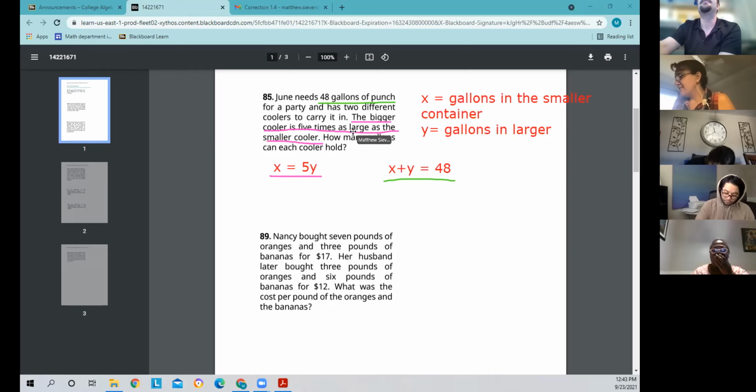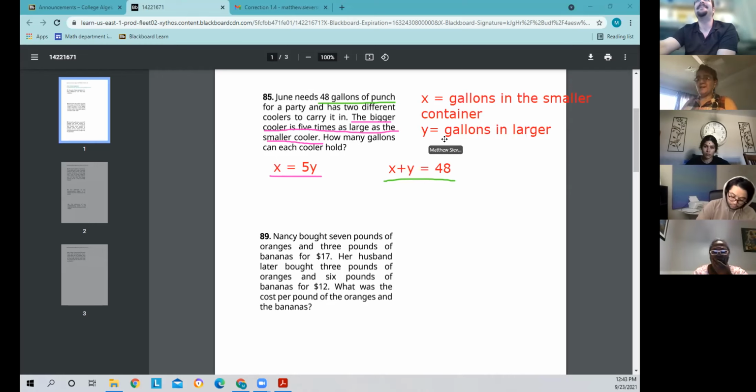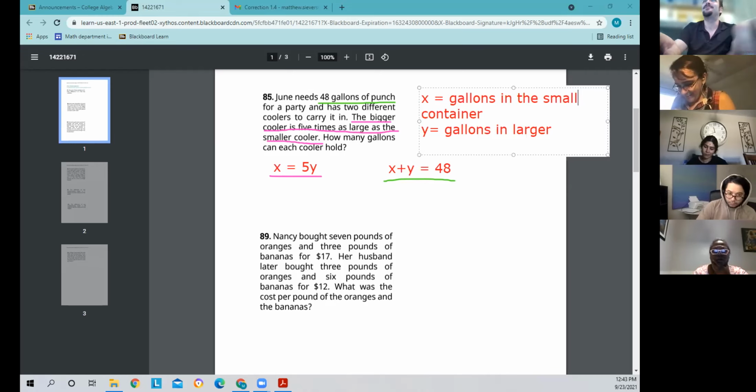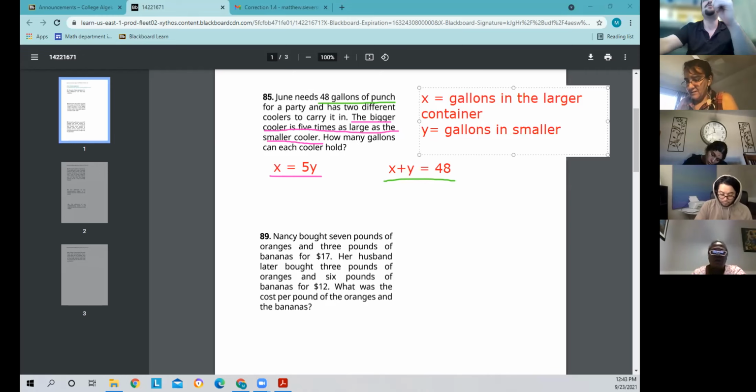The bigger cooler is 5 times as large as the smaller cooler. So you did x equals 5y. Yes. I think that's going to make x be the larger cooler, just the way you have that set up. Yes, yeah, you're right. Sorry. So depending how you set up your equation, it might change this, right? It just depends how you set up that second equation. It's okay. You'll still get the same two numbers.